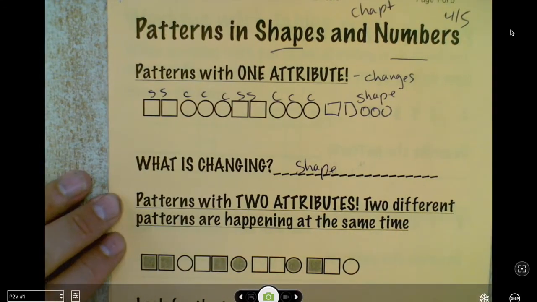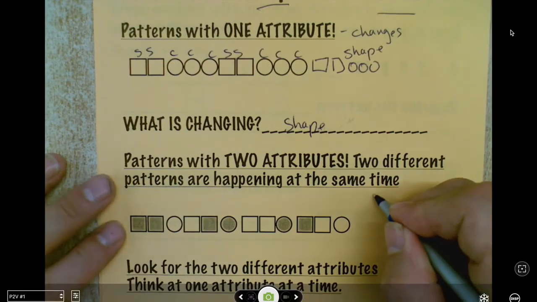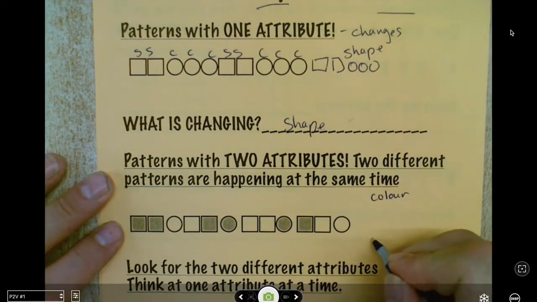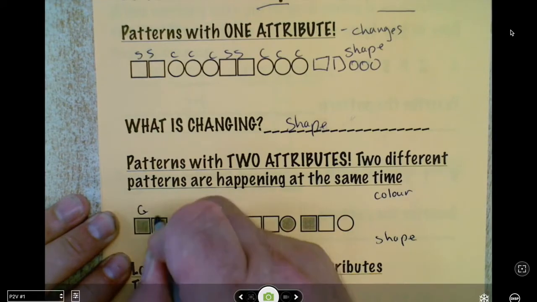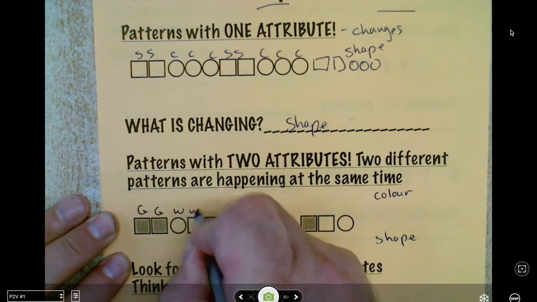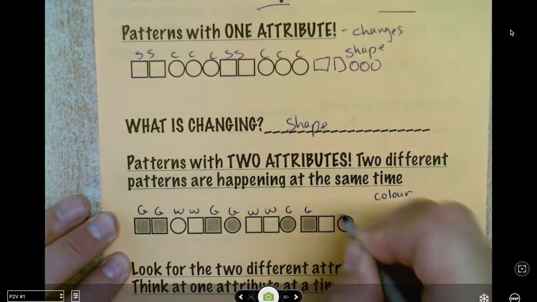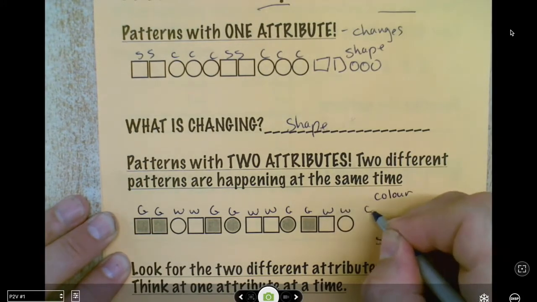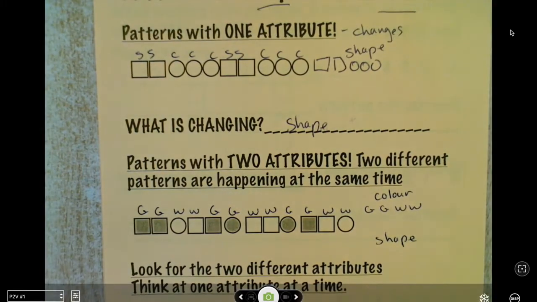But when you have a pattern with 2 attributes, this can be much more confusing. 2 things are changing in this pattern. In one way, the color is changing. And secondly, the shape is changing. So I like to work on top and underneath the pattern. On top, I'm just going to look at the color. So let's call this gray. Gray, gray, white, white. Gray, gray, white, white. Whatever comes next, I'm going to need a gray one, a white one, and a white one. So I just isolated for color that time.